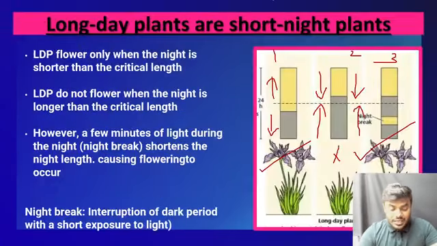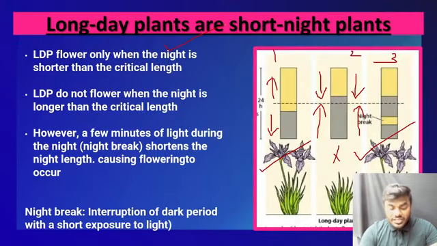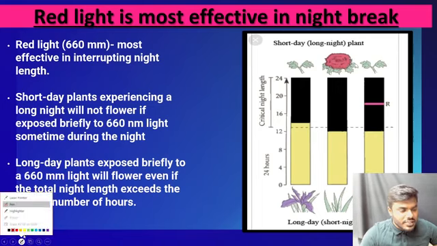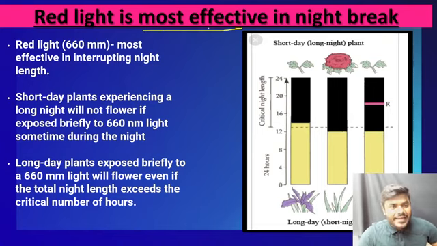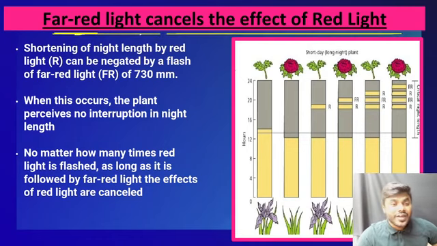So every student, listen once again. Short day plants are long night plants and long day plants are short night plants. All people understand that. Now you people have to remember two important statements. If you remember these two statements, almost all the experimental based questions will be very easy for all of you. So the first statement you people have to remember: red light is most effective in the night break. Next line: far red light cancels the effect of red light.